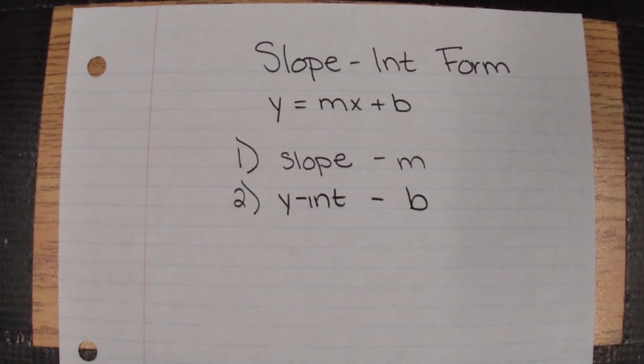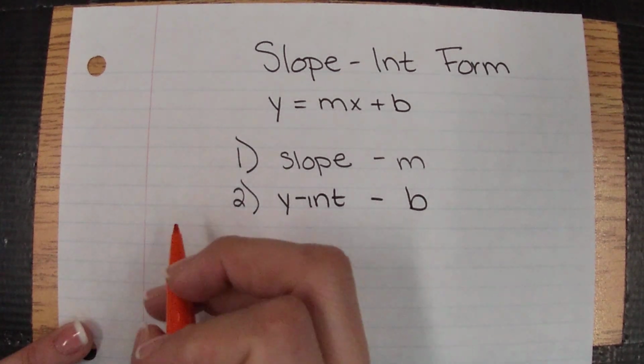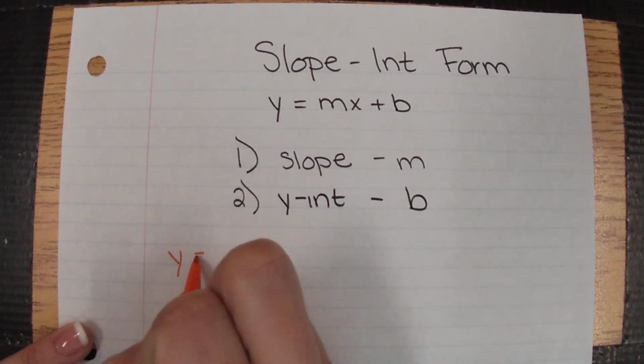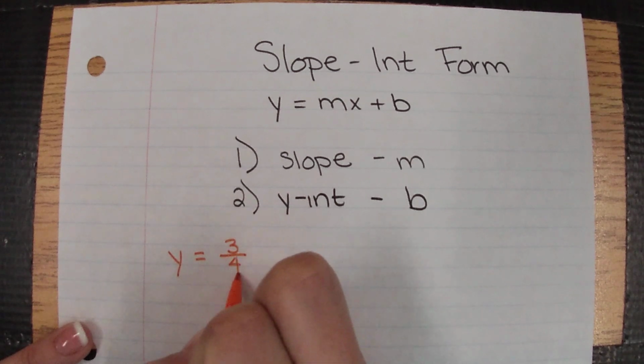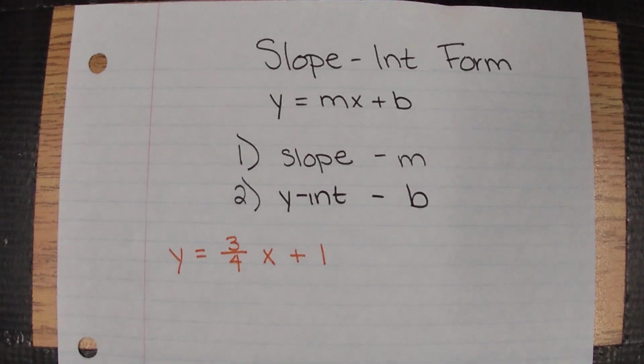Okay, it's pretty straightforward. It is in the name. So we're going to talk about how we can identify the important information and how we can then transfer this onto a graph. Remember, without having to go through all of those other crazy steps that we did when we were just graphing all functions. So let's say we want to graph y equals 3/4 x plus 1.